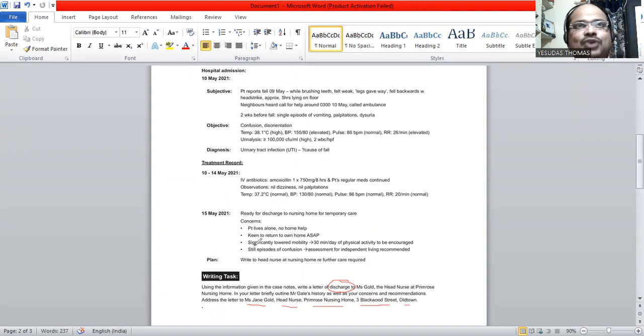So this letter is a discharge letter, and you are writing to a head nurse, and her name is Jane Gold. Now, what I have to include in this letter, it should briefly include Gale's history. History in the sense, the social history, the past medical history, and the present medical history. So you don't need to go into detail. Look at the word very clearly, briefly outline. I don't need a detailed explanation here. I just need concise data.